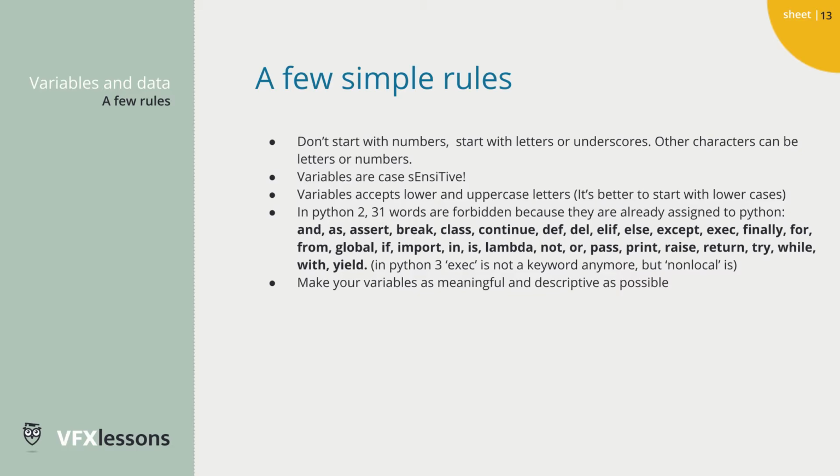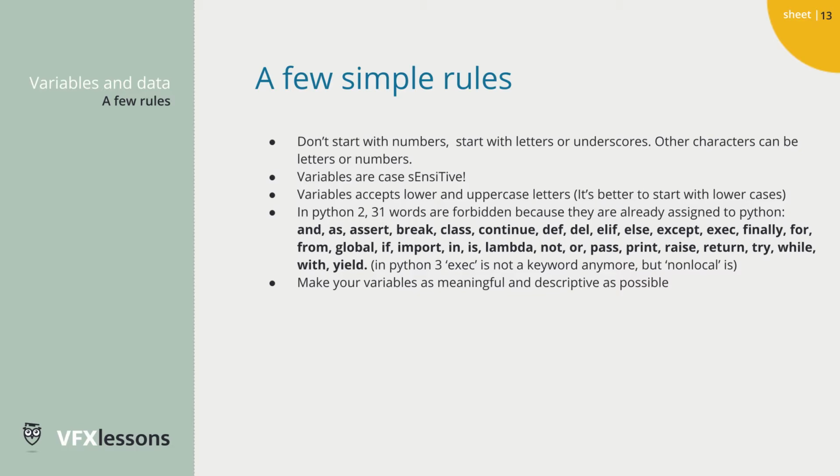In Python 2, 31 words are forbidden because they are already assigned to Python. As you can see in this list, these are the words. But in Python 3, exec is not a keyword anymore, but nonlocal is, so that changed a little bit. And as you probably already know, you can already download a version of Houdini that offers Python 3 as its Python interpreter.